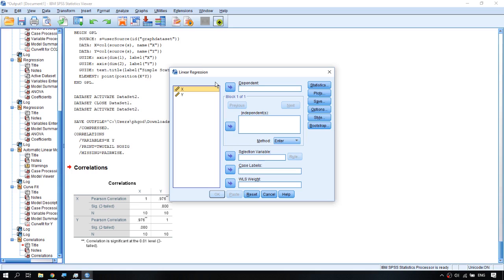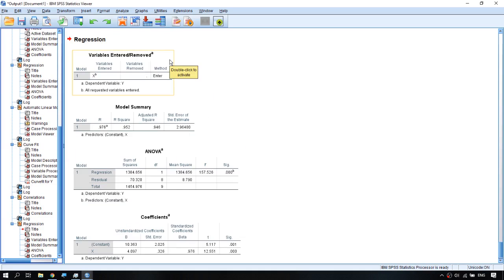The dependent variable is the variable that depends on other variables. And in this case, we assume that y depends on x. So y is the dependent variable, so I put it into the dependent box here. And x is the independent variable, so I put it into the independent box here. So that's all. Now let's click the OK button. And here's the result of the analysis.